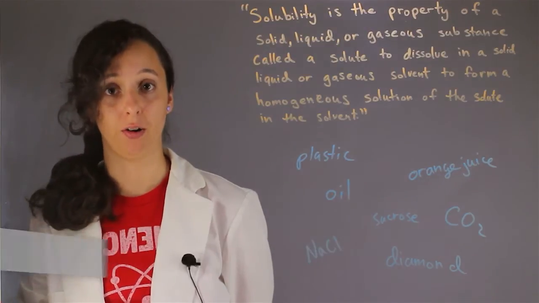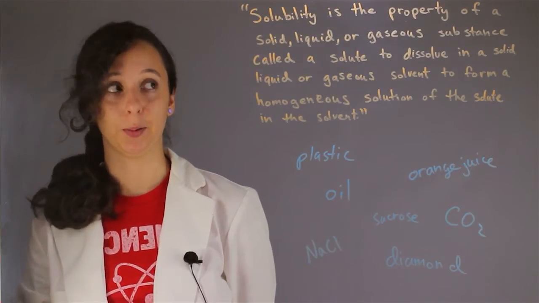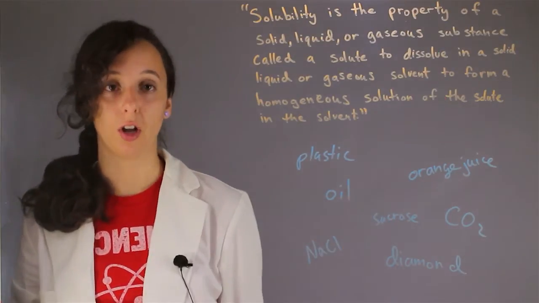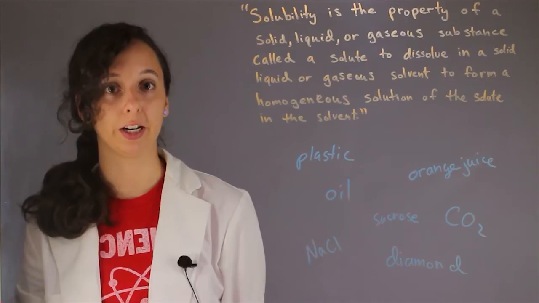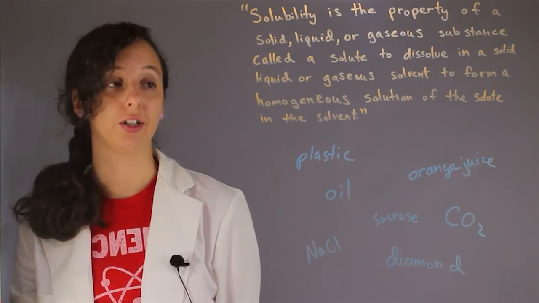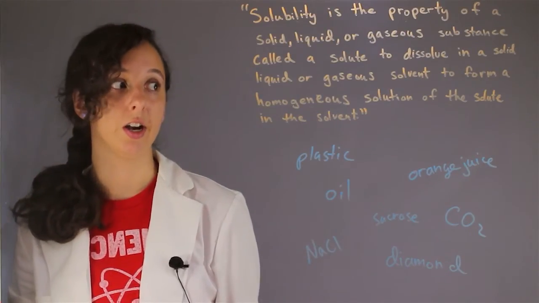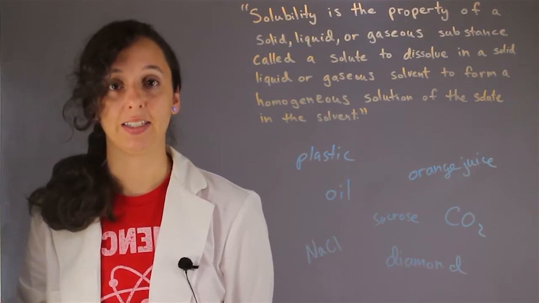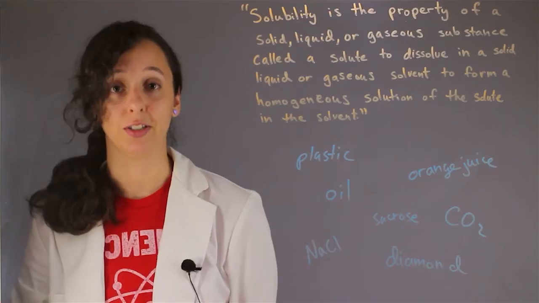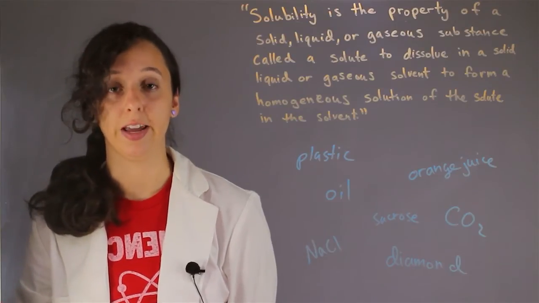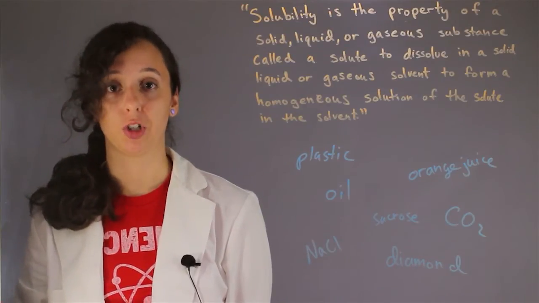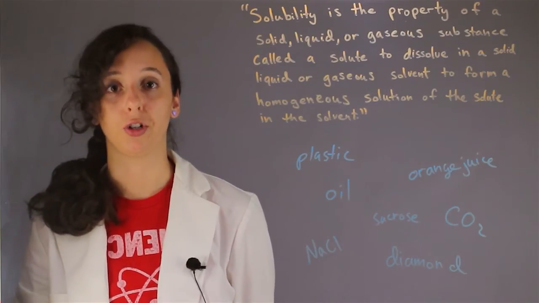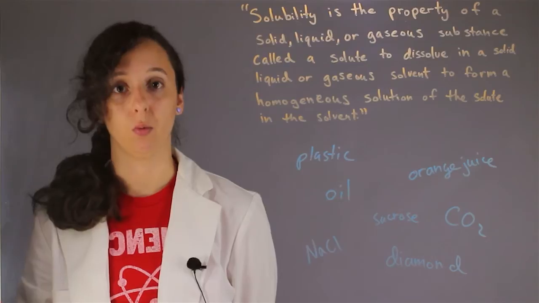All right, so solubility is the property of a solid, liquid, or gaseous substance called a solute to dissolve in a solid, liquid, or gaseous solvent to form a homogeneous solution of the solute in the solvent. All right, what does that mean? Basically, if something dissolves in something else, it's soluble in that thing. So if we put a bunch of sugar in water, stir it around, and it completely dissolves, we know that sugar is soluble in water.